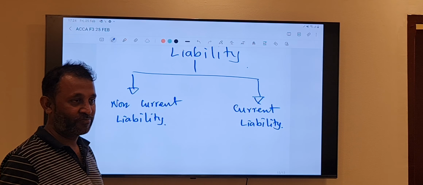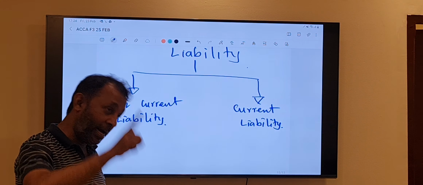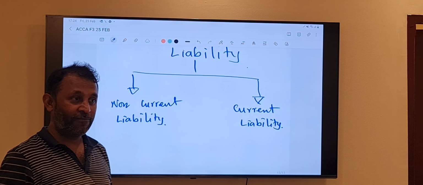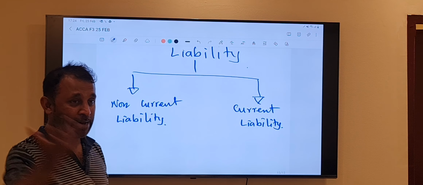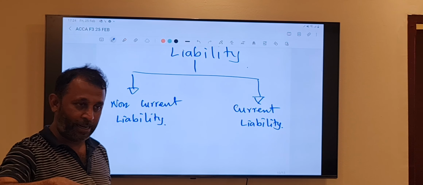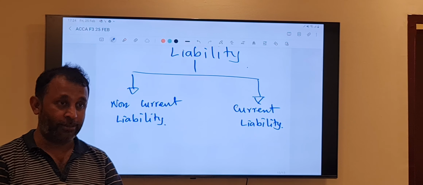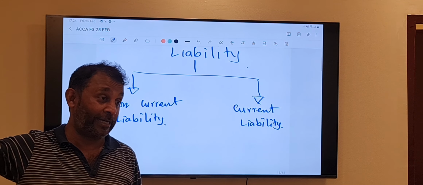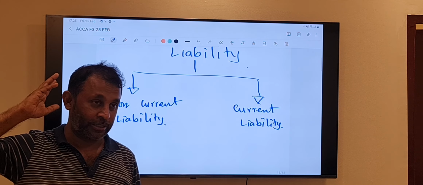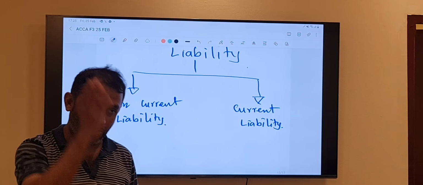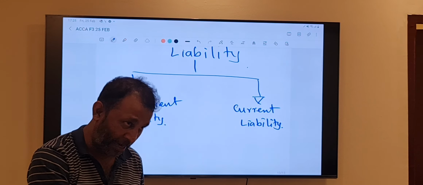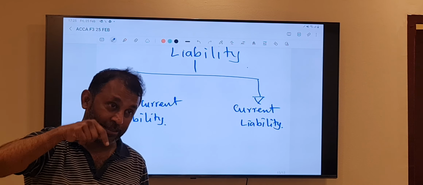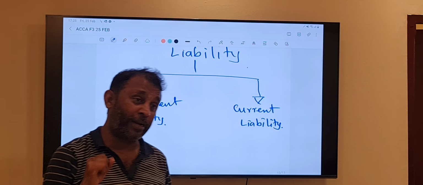Which we have to pay more than within the period. Any liability you can wait for a period more than 12 months. What is a good example for that? Long-term loan, bank loan. Now when you take a bank loan, they are not going to ask you within 6 months. They will say, okay, pay us in 3 years, or 4 years, or 5 years. Car lease, 3 years, 4 years, 5 years. So the condition is what? All those liabilities you have to pay in a period exceeding 12 months, then that is non-current liability. What about current liability then?